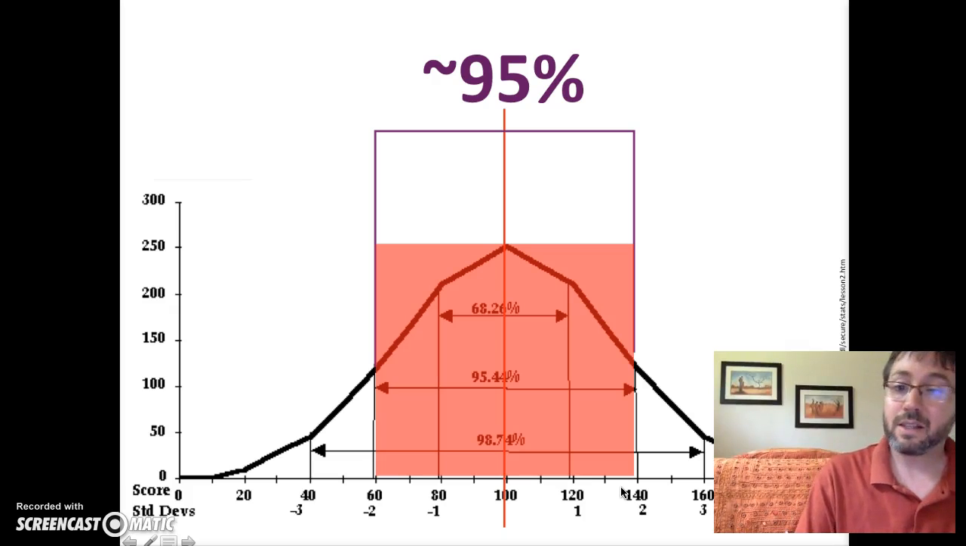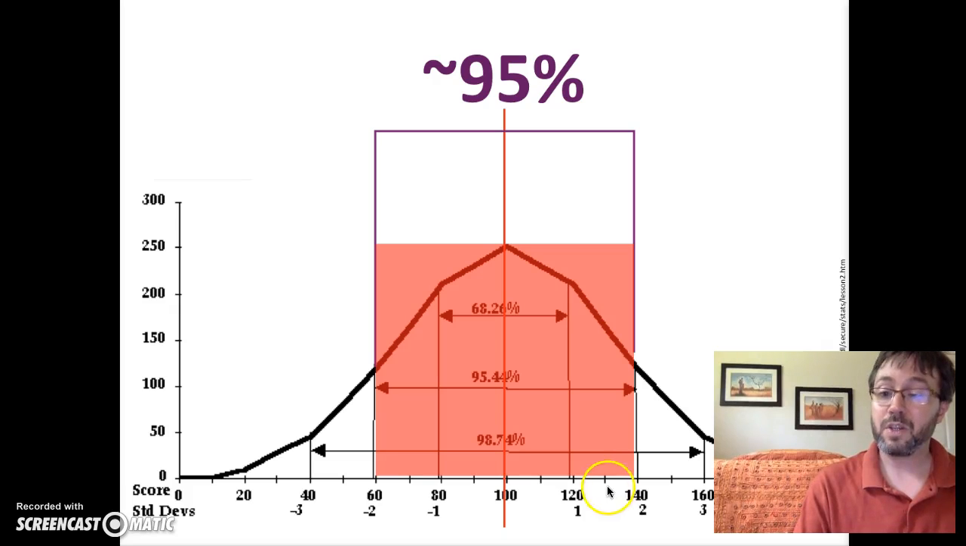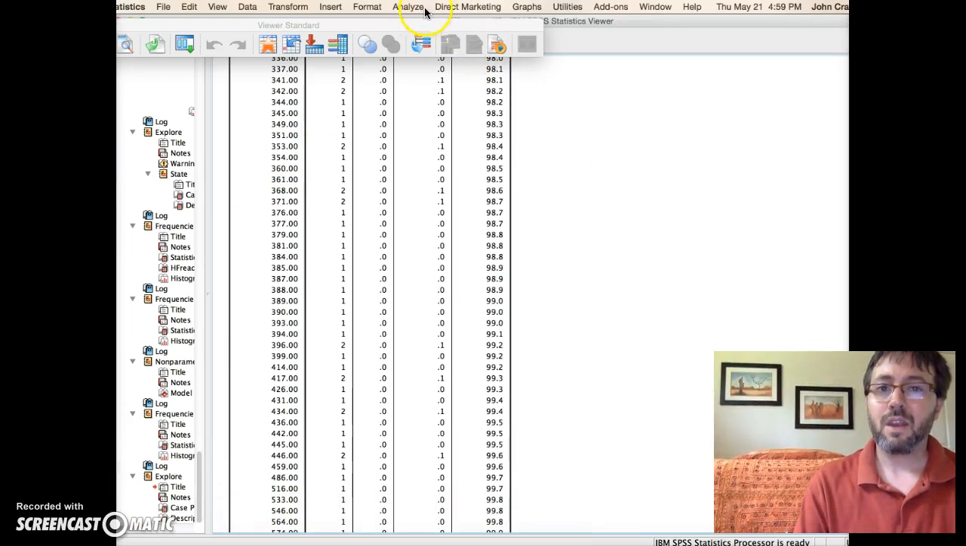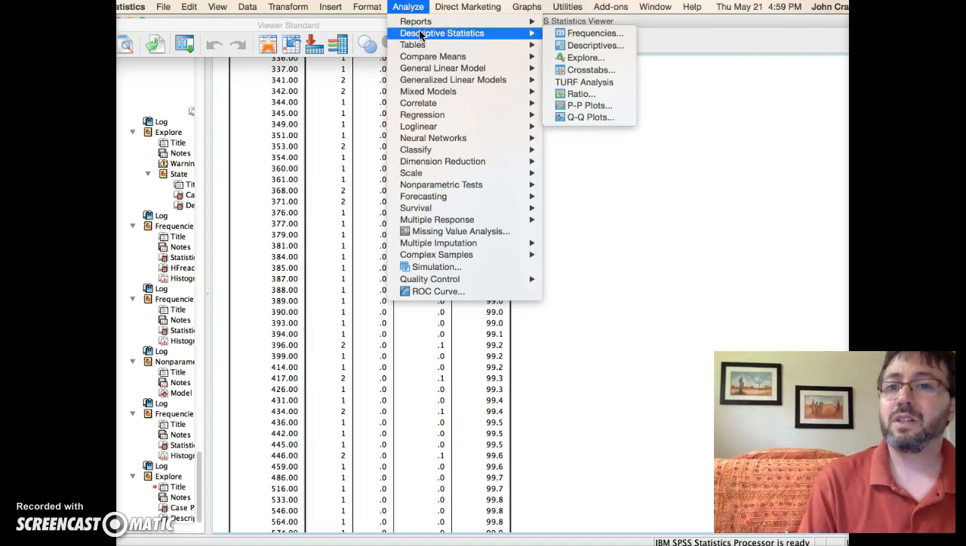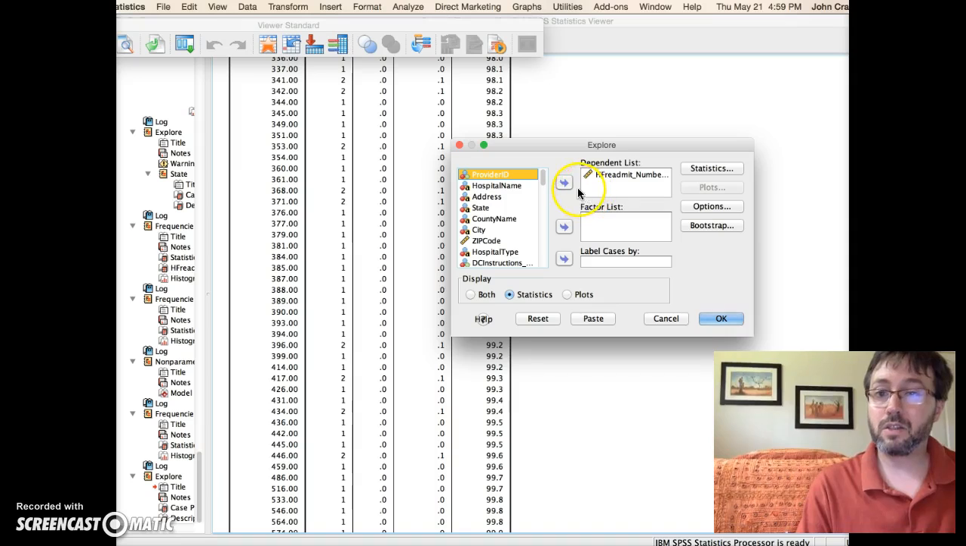So let's apply this thinking to our SPSS analysis and see how many observations are between the mean and two standard deviations above the mean and below the mean for this excess readmission ratio of heart failures. So here we are back in SPSS, and what I'd like you to do is go to the Analyze tab, and we're going to go to Descriptive Statistics, but this time let's go to Explore. We'll see how you have some additional power for gaining descriptive statistics with this option on your menu.